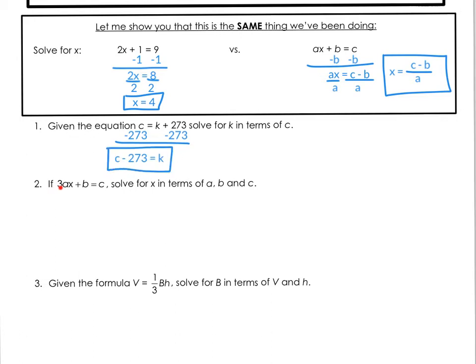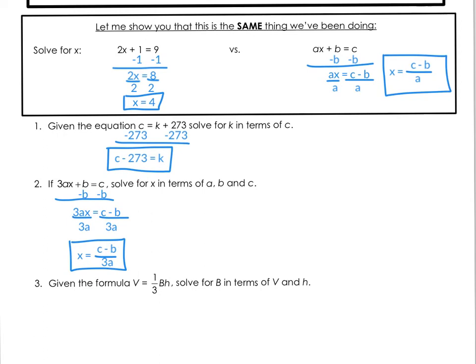Okay, next one. If 3ax plus b equals c, solve for x in terms of a, b, and c. So basically, get x by itself. So what's happening to x? It's being multiplied by 3a and then adding b. So do the opposite in the opposite order. Subtract b first. So then we get 3ax equals c minus b. Next thing that's happening is x is being multiplied by 3a, so then we're just going to divide by 3a. Again, nothing over here can be combined or simplified, so I need to write x equals c minus b, because I can't combine those, divided by 3a. And again, I can't simplify any of that, so that's my final answer there.